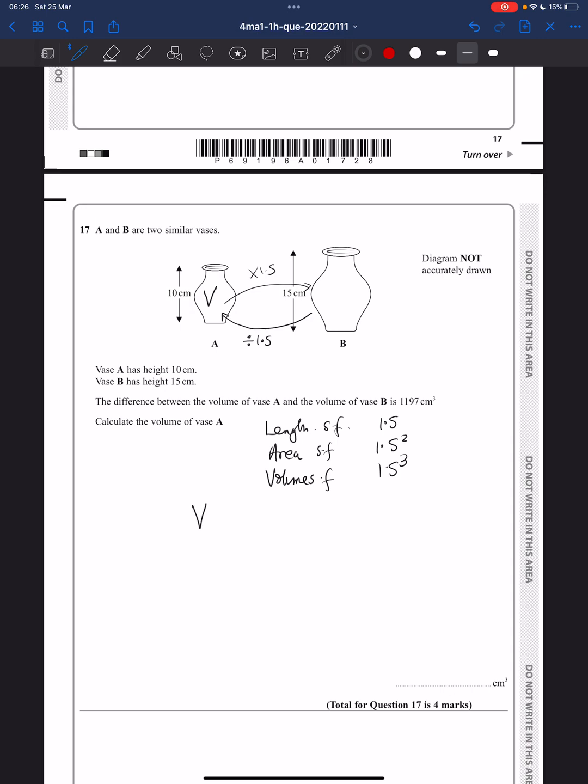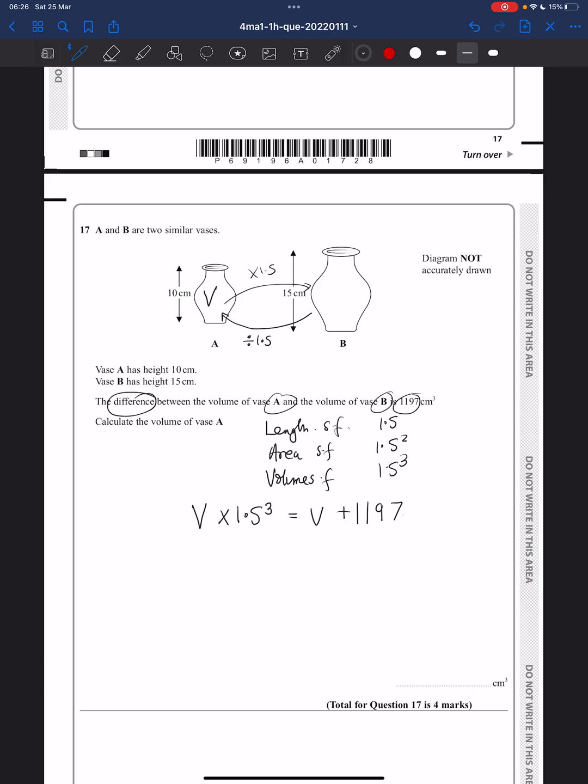and if we multiply the volume that we've got here times 1.5 cubed, okay, because to go from the volume of A to the volume of B, the scale factor is 1.5 in one dimension, but volume is 3 dimensions. So it's multiplied by 1.5 cubed. And that is going to be the difference between A and B is 1197. So it's the original volume plus 1197. Okay.